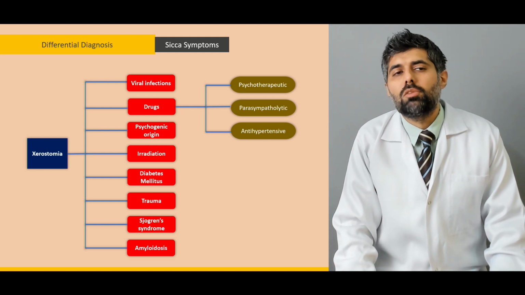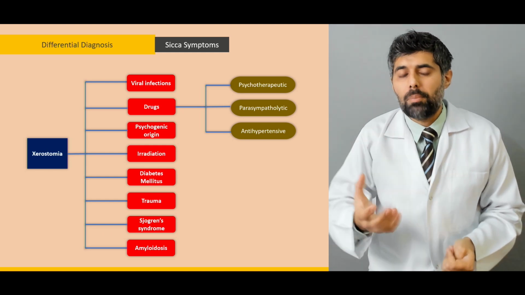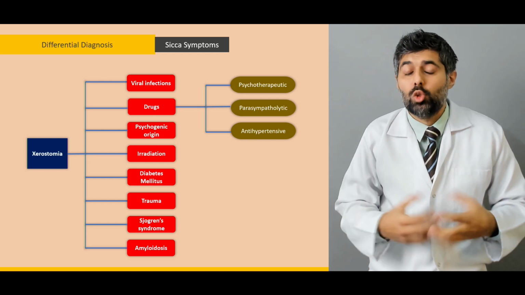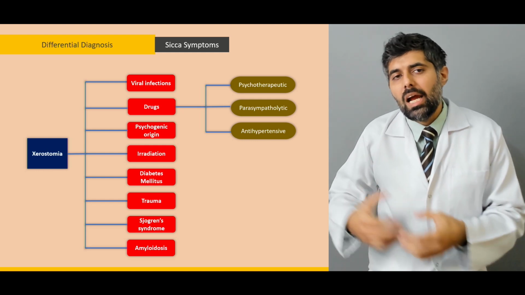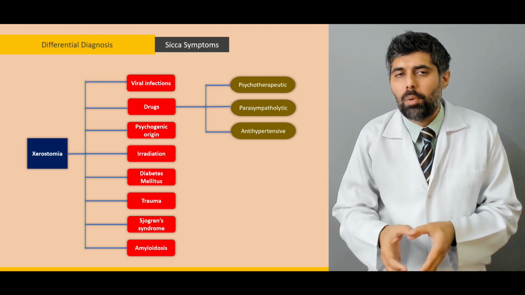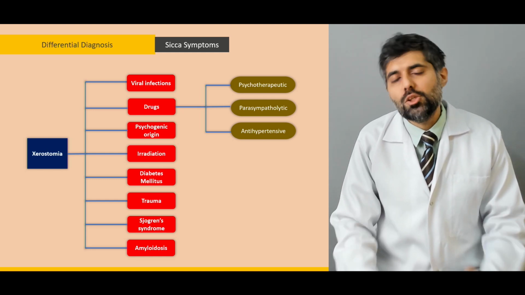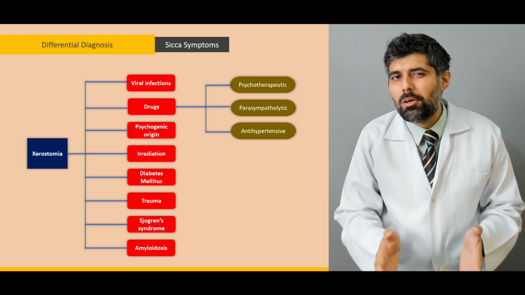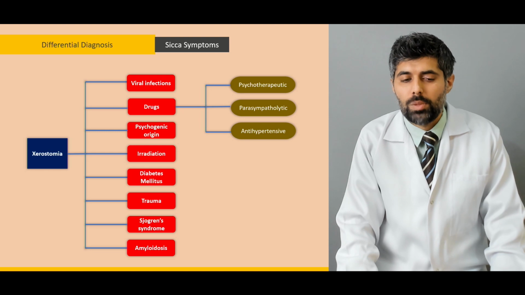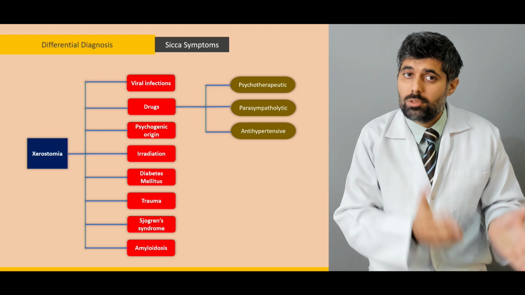Then the dryness of mouth can also have a psychogenic origin, that it is the brain, the nervous system that is giving the signal to the exocrine glands not to produce saliva, and it is usually found in patients with space occupying lesions. During irradiations, usually as part of radiotherapy in patients with cancer, can also exhibit signs of xerostomia. Patient with diabetes mellitus also have dry mouth.